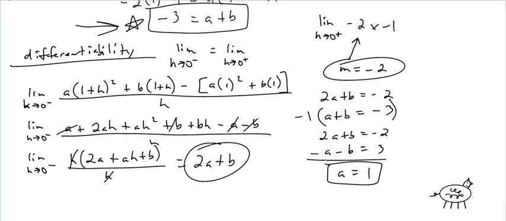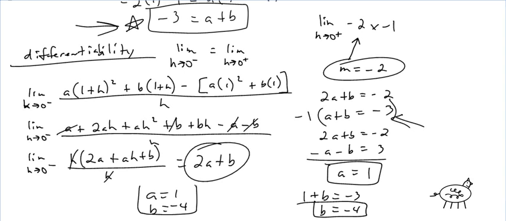All right, and then let's plug it back into this equation here. So it's 1 plus b equals negative 3. Subtract 1, b is equal to negative 4. Okay, so that's our answer here. A is 1, b is negative 4. And that makes it continuous, and it makes it differentiable at 1.